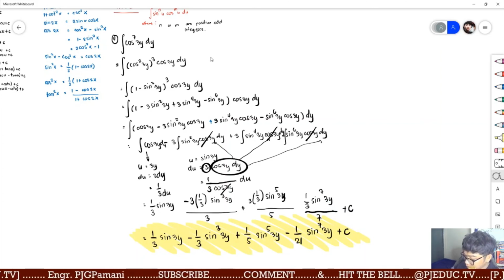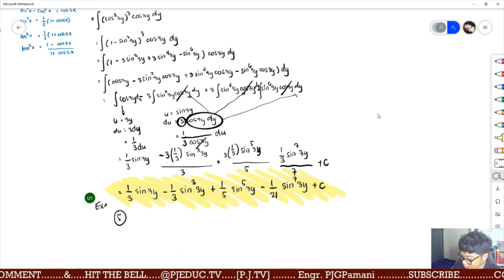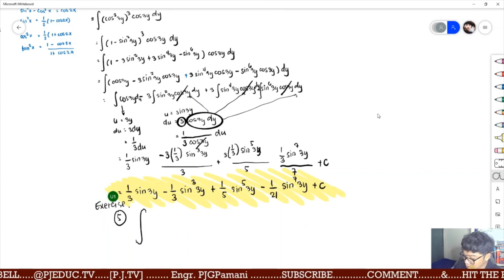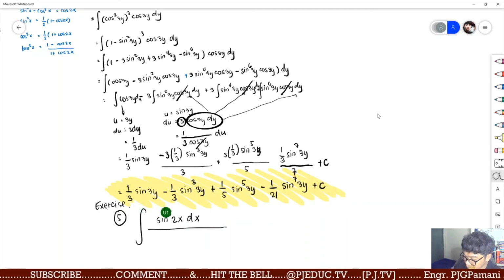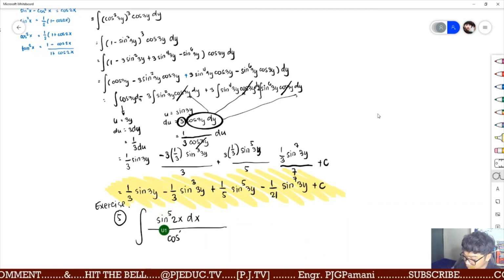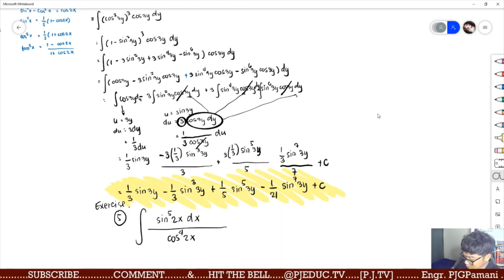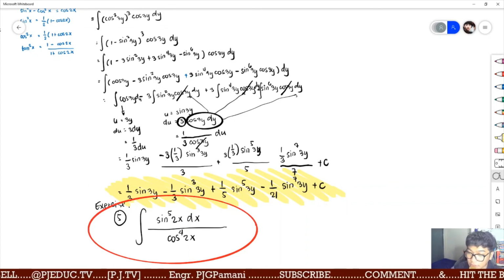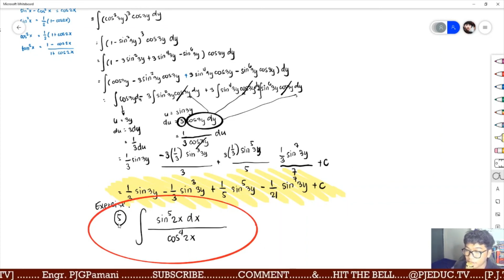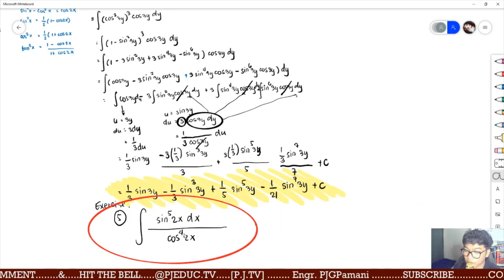For your exercise, try to answer problem number 5. Integrate or evaluate the indefinite integral of sine raised to the fifth power 2x dx all over cosine raised to the fourth power 2x. Okay? Kayo na pong bahala. Try to solve this problem. For your exercise, again, try to solve problem number 5. Evaluate the indefinite integral of sine raised to the fifth power 2x dx all over cosine raised to the fourth power 2x.